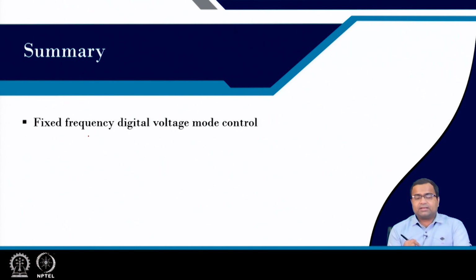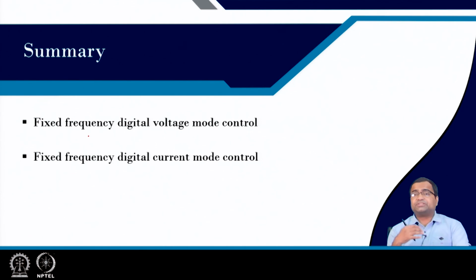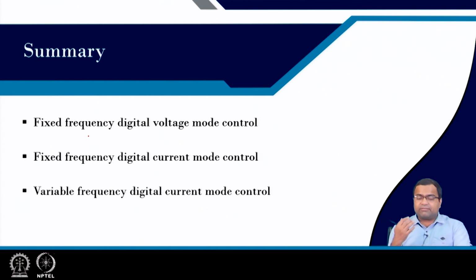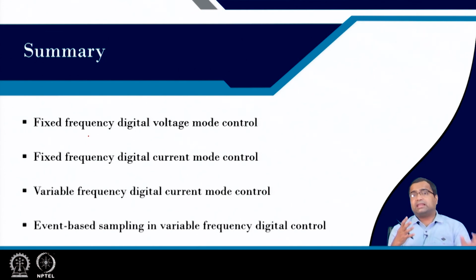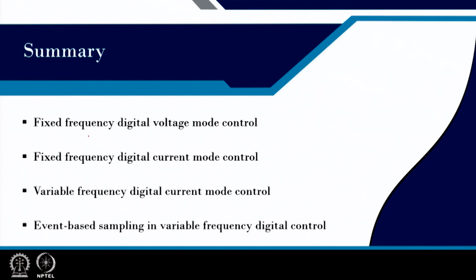So, in summary, we have discussed fixed frequency digital current mode and voltage mode control, fixed frequency digital current mode control, then variable frequency digital current mode control, and event based sampling in variable frequency control for hysteresis as well as constant on time modulation. It can achieve, as we will show in the next lecture, a stable range for a wide range of operation.